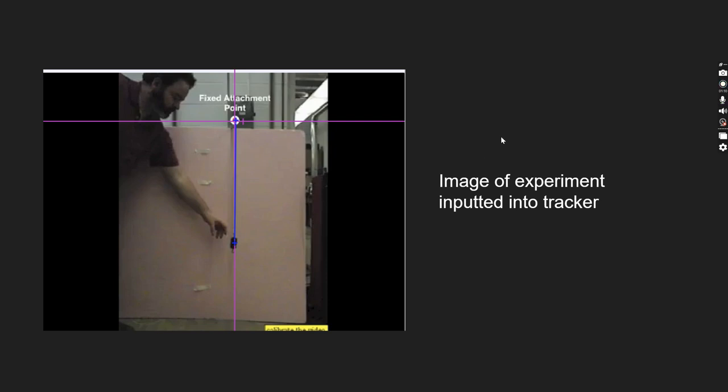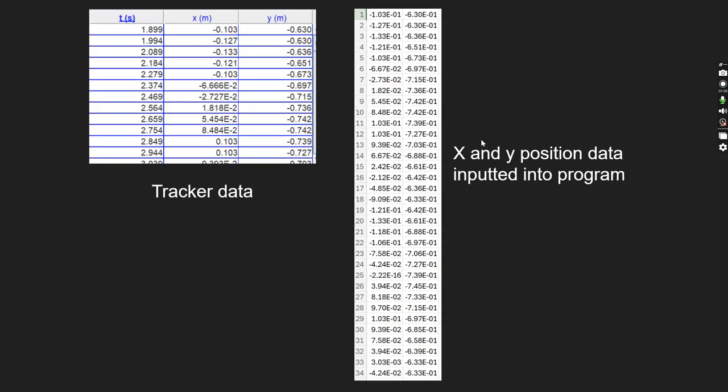And the experiment that was inputted into Tracker was one where a mass at the end of a vertical spring was dropped from rest. The mass then oscillated on the x and y axis through the duration of the experiment. This is a photo from that.